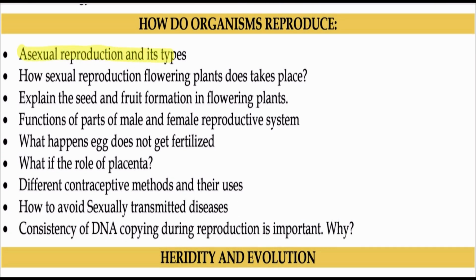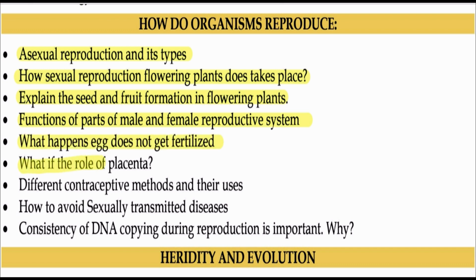Asexual reproduction and its types. How does sexual reproduction in flowering plants take place? Explain the seed and fruit formation in flowering plants. Function of parts of male and female reproductive system. What happens when egg is not fertilized?